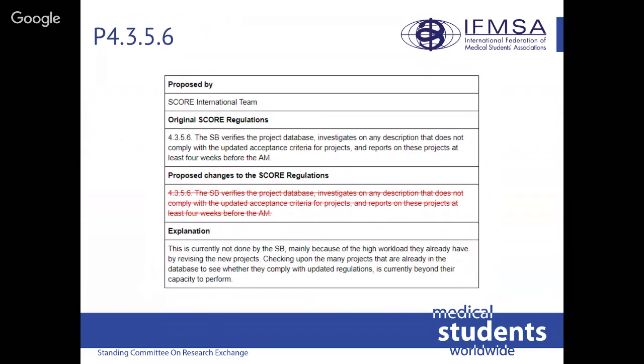Regulation 4.3.5.6 is a removal of the current regulation that states that the SB verifies the project database, investigates any description that does not comply with the updated acceptance criteria for projects, and reports on these projects at least 4 weeks before the August meeting. This is currently not done by the SCORI SB, mainly because of the high workload they have by revising the new projects. Checking the many projects already in the database to see whether they comply with updated regulations is currently beyond their capacity. So we consider that this task is no longer feasible or realistic for the supervising board, considering the huge amount of projects that we currently have in the database.